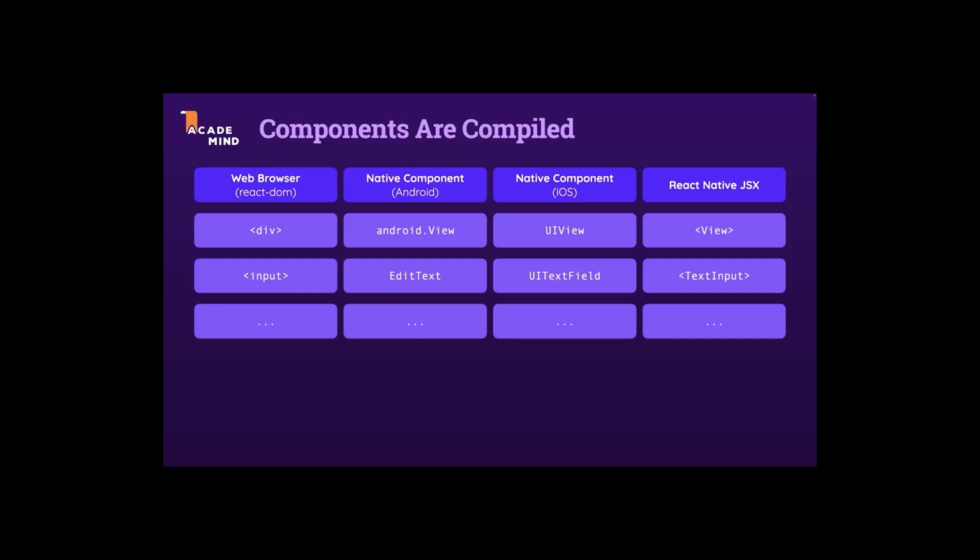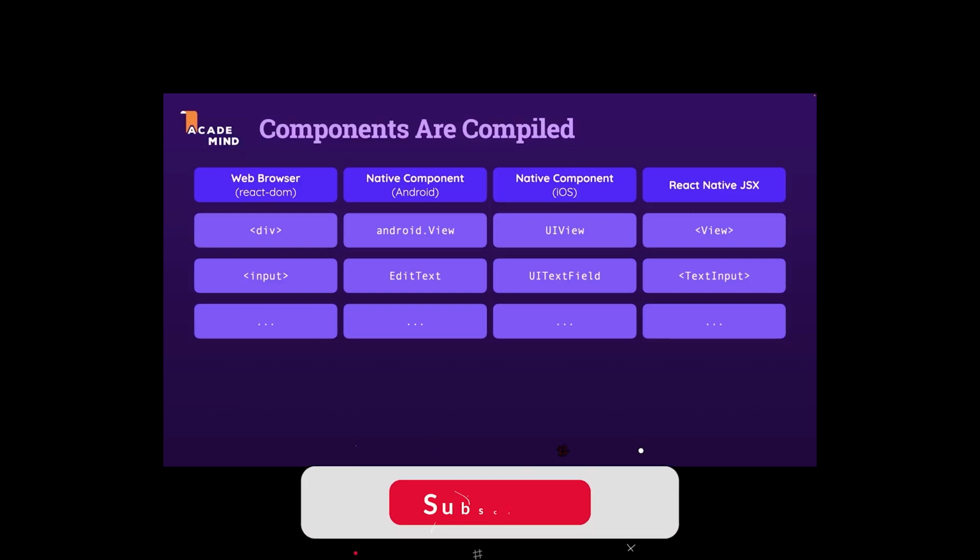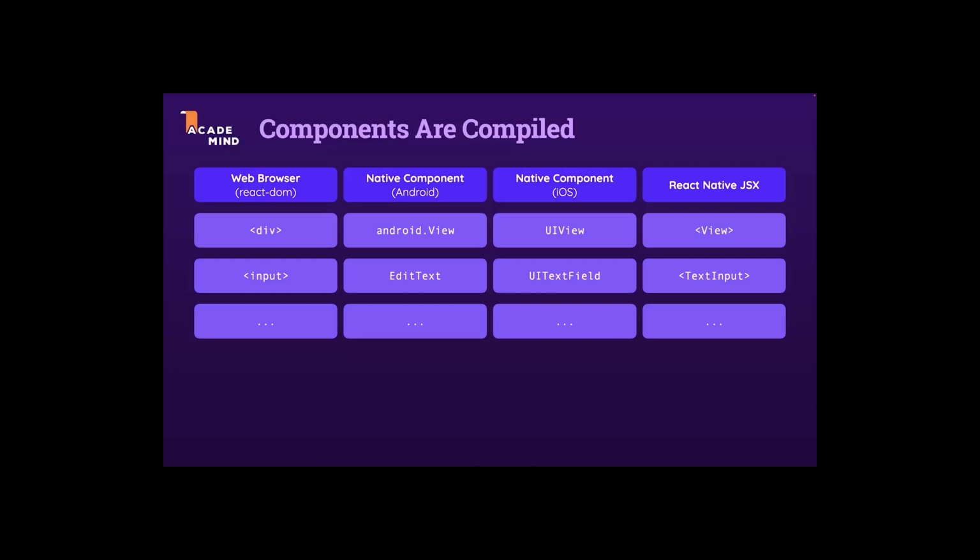If we would be building a native Android app with Java or Kotlin, then it would be the built-in EditText widget that is provided by Android, which we need to build. For iOS, it would be the UITextField element. And with React Native, we would use the built-in TextInput component, which is provided by React Native and which will then be compiled to EditText for Android or to UITextField for iOS.